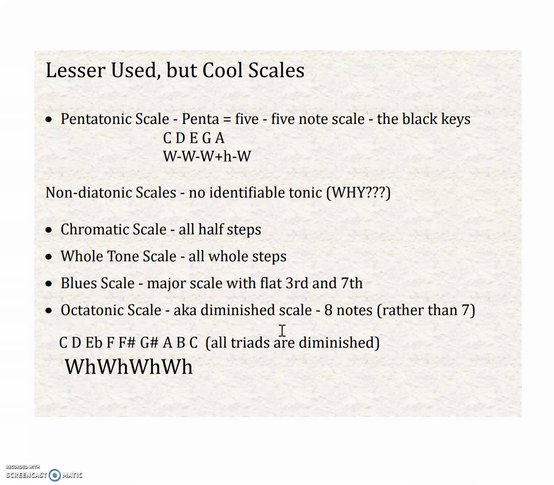It's pretty funky. So no identifiable tonic. To have an identifiable tonic, you need that leading tone. And in all of these, you have no identifiable tonic. In a chromatic scale, everything is a half step. So how do you know where the leading tone is? You don't. In a whole tone scale, there is no half step. In a blues scale, again, you don't have that half step leading into the tonic because the 7th is flat. And in an octatonic scale, you just have the same pattern repeating whole half, whole half, whole half, whole half.